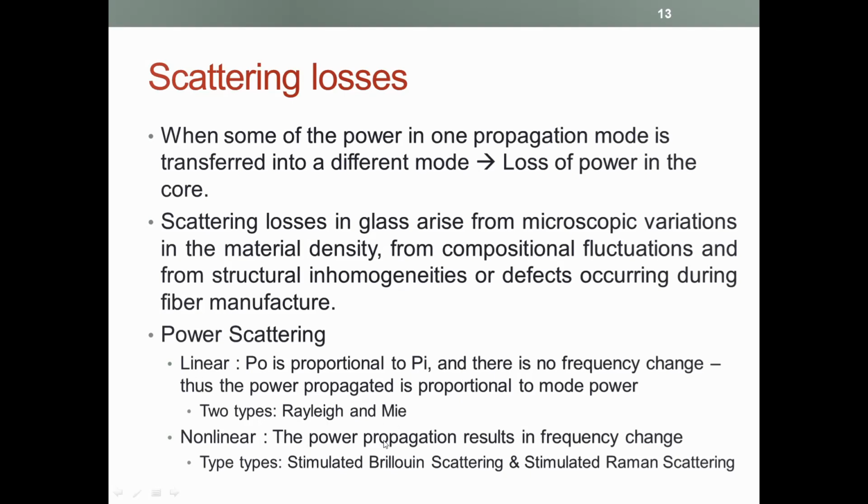Next one, the power propagation results in frequency change. In linear scattering there is no frequency change. In non-linear scattering there is frequency change. So there are two types, stimulated Brillouin scattering and Raman scattering. So this is what you need to remember: Rayleigh scattering and Mie scattering. Stimulated Brillouin scattering and Raman scattering are also very important types of nonlinear scattering.